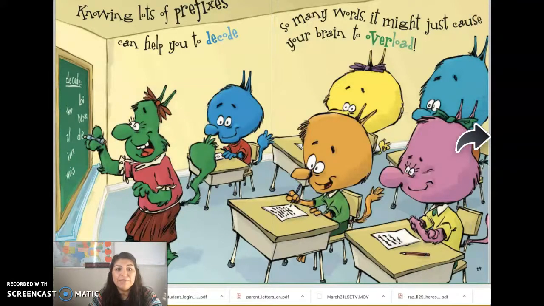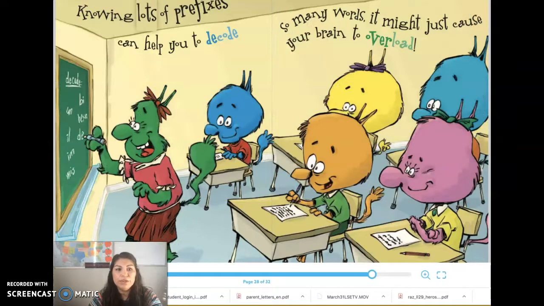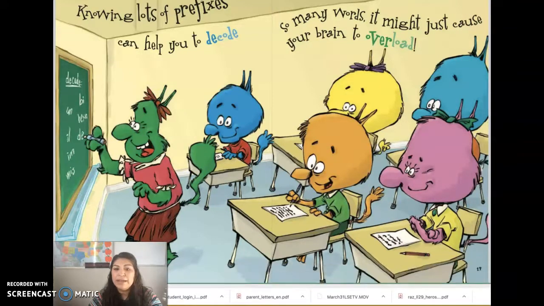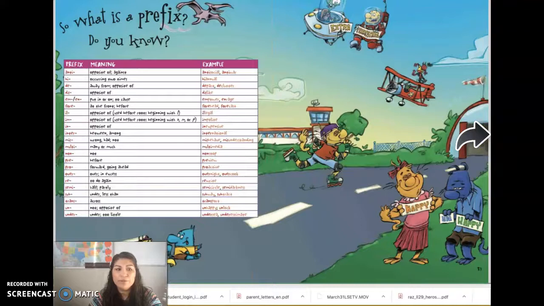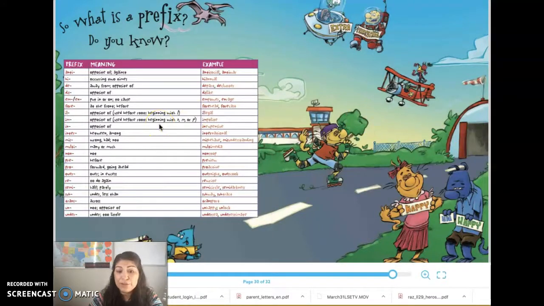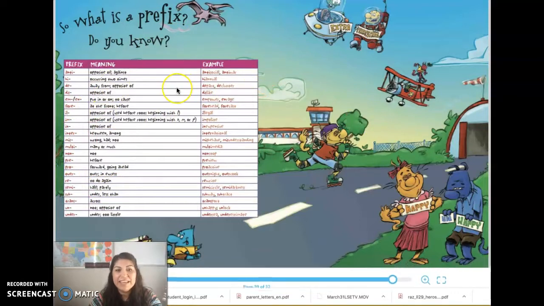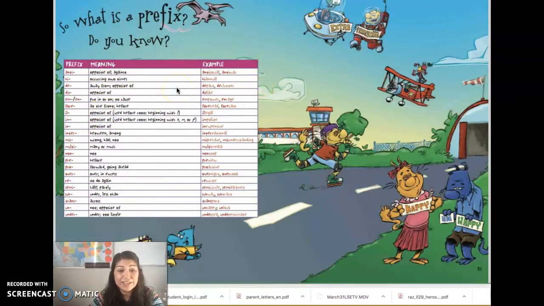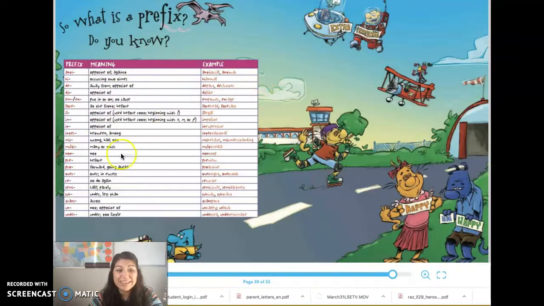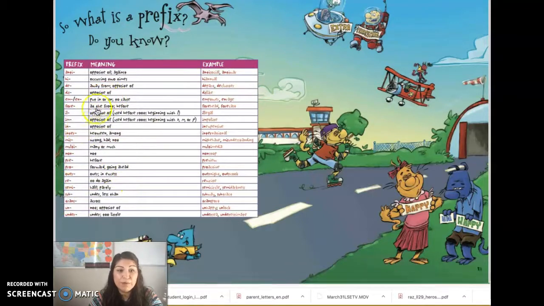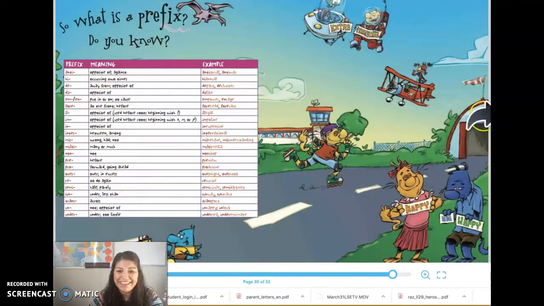Knowing lots of prefixes can help you decode so many words it might just cause your brain to overload. So what is a prefix? Do you know? And here is a big list of prefixes. This book is assigned to you in Epic. So if you would like to look more at these prefixes and what they mean and some examples, you can.